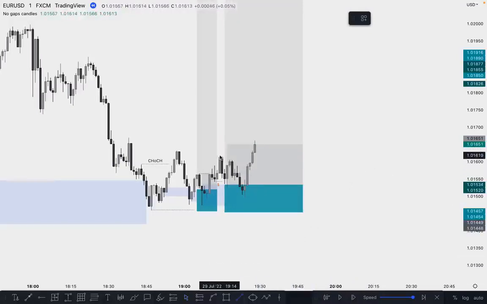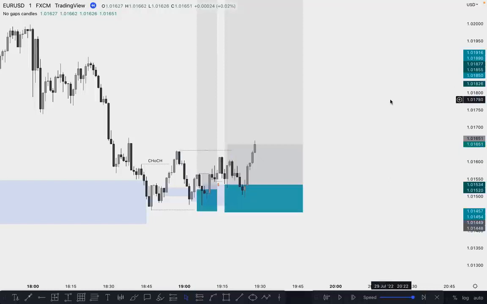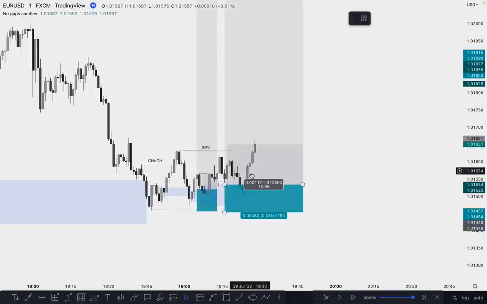Okay, so market breaks this structure here, and these are all internal structure. Remember, these are all internal structure, and the BOS is here. And this becomes our break of structure, because between this high and this low, these are all internal structure. Correct? And now you have to wait for the confirmation like this.